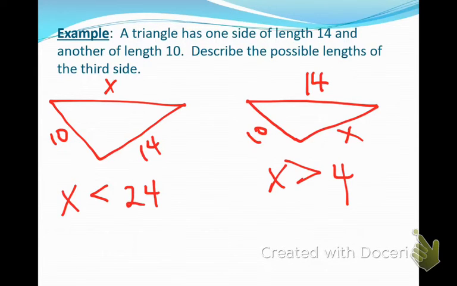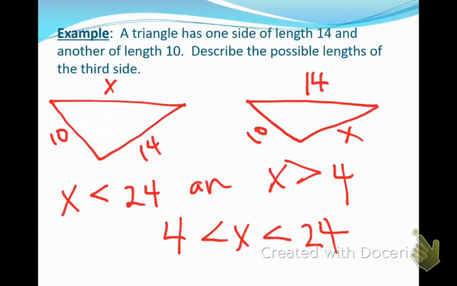Then we have to write this as a compound inequality. We can put x in the middle. So 4 is less than x is less than 24. Right? That's the same thing as these two together. Same thing as saying x is less than 24 and x is greater than 4 would be 4 is less than x is less than 24. Now, that's the long-winded explanation.